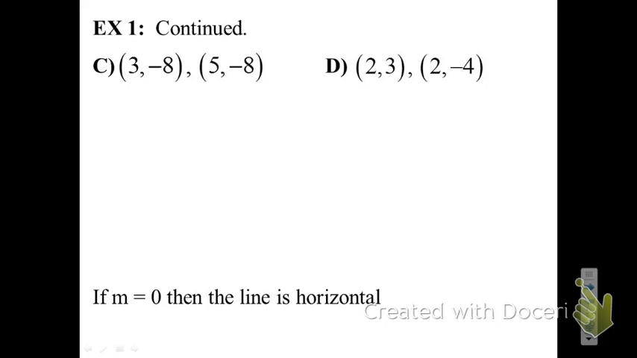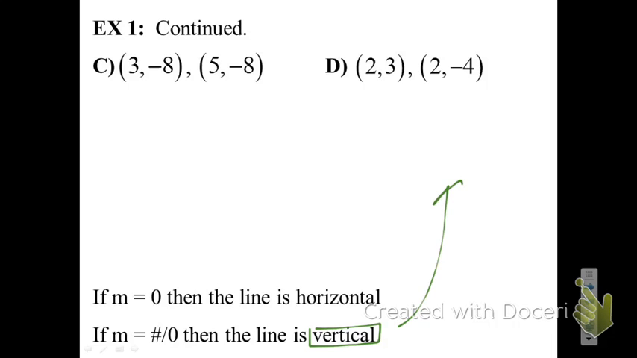I have some rules at the bottom. If you get m equals 0, then your line is horizontal, and we talked about this on a couple slides ago. If you find out that you get some number divided by 0, then that means you have a vertical line, and that was our example D, and this horizontal line was our example C.